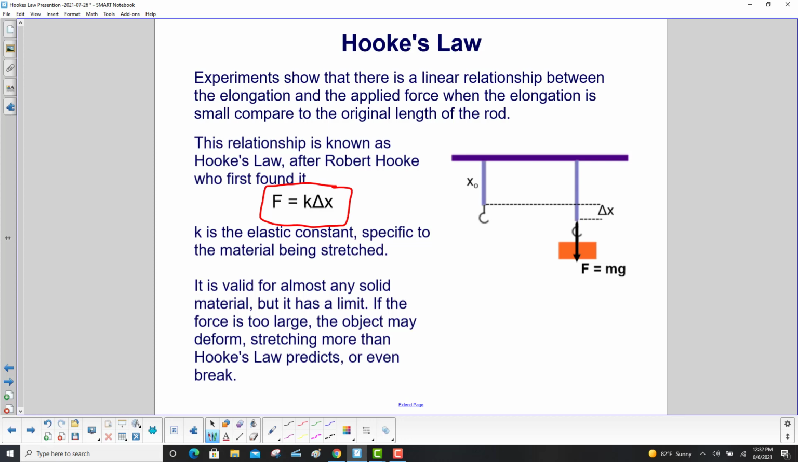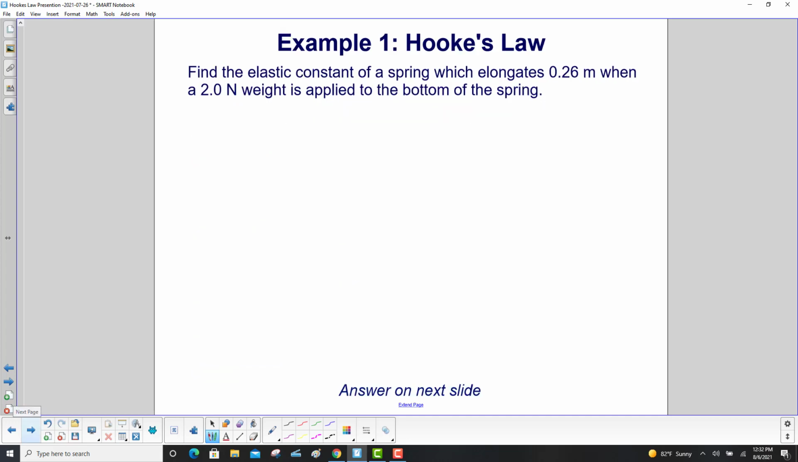It is valid for almost any solid material, but it does have a limit. If the force is too large, the object may deform, stretching more than Hooke's law predicts, or even break. Let's work an example using Hooke's law.